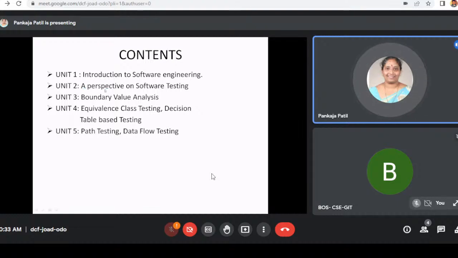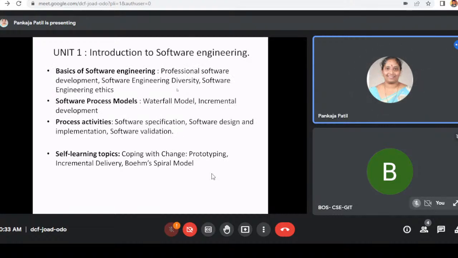So, software engineering is a prerequisite to software testing. That's why unit 1 is the introduction to software engineering. Later on, in unit 2, unit 3, unit 4, and unit 5, you are going to study all about software testing. So let's see the content of these units one by one.